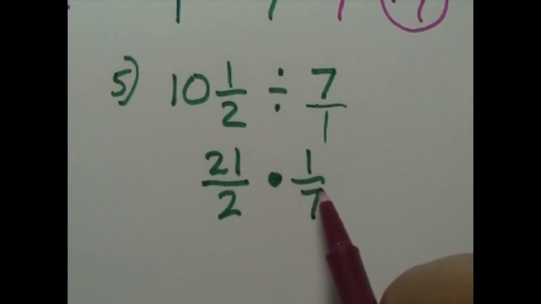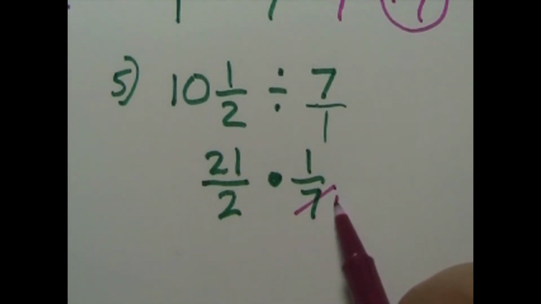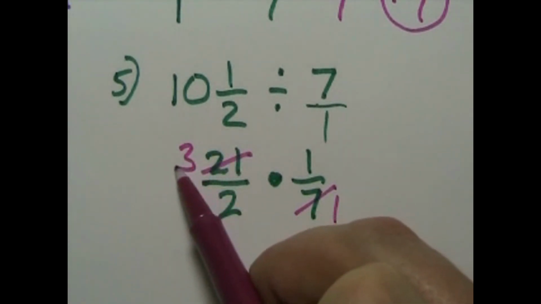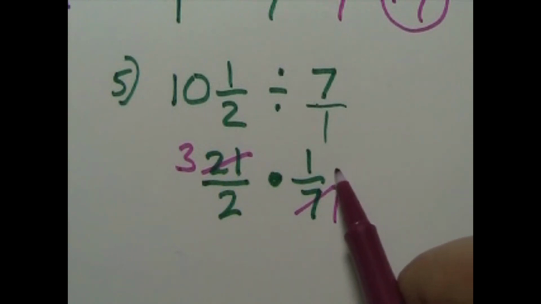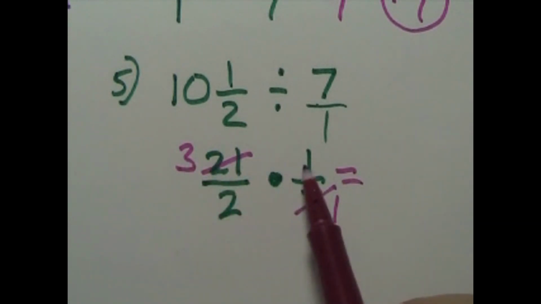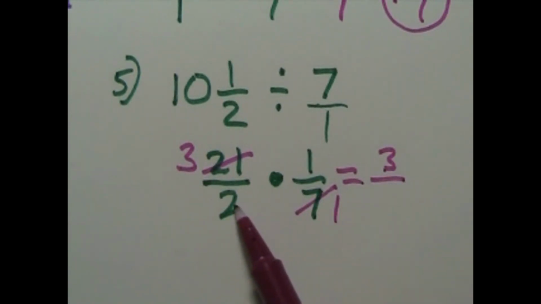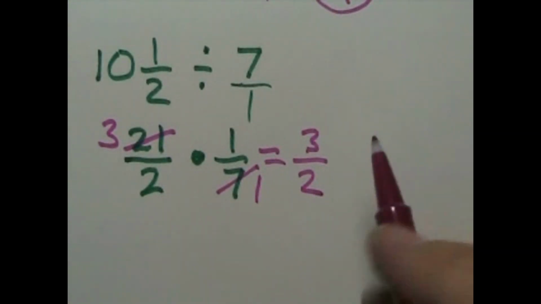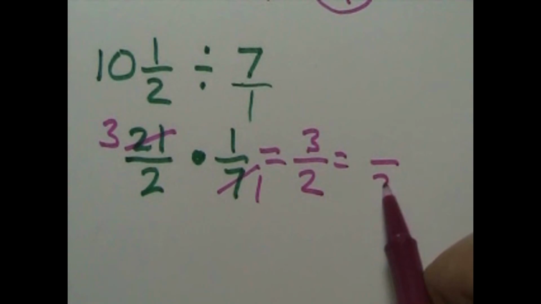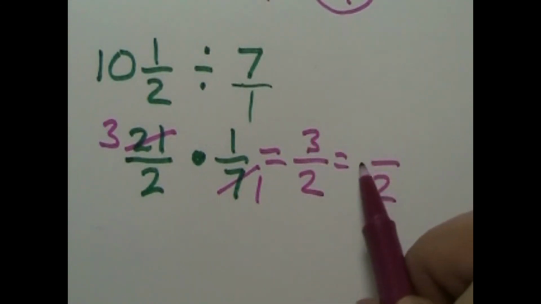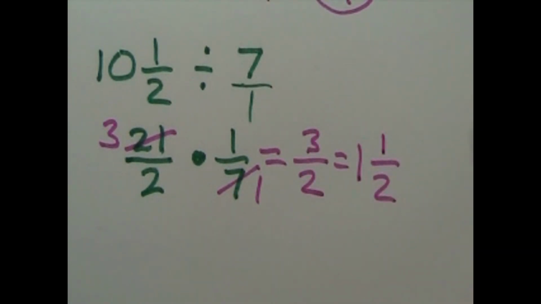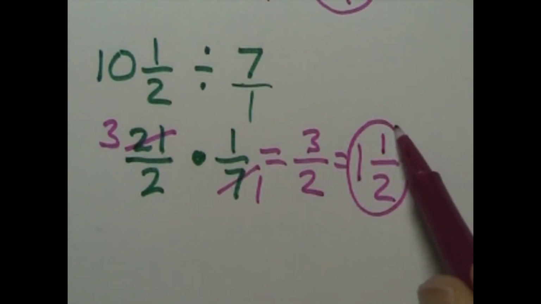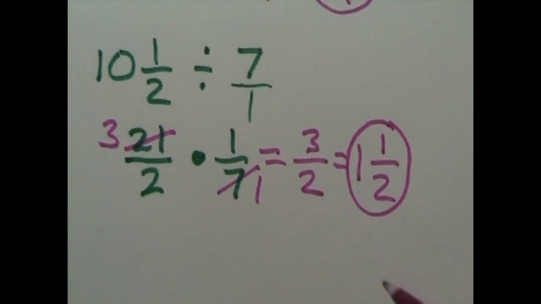So now I reduce. I have 7 into 21. Goes in there 3 times. And that's all I have. 3 times 1 is 3. 2 times 1 is 2. 2 goes into 3 once with 1 left over. So you don't want to leave your answers improper.